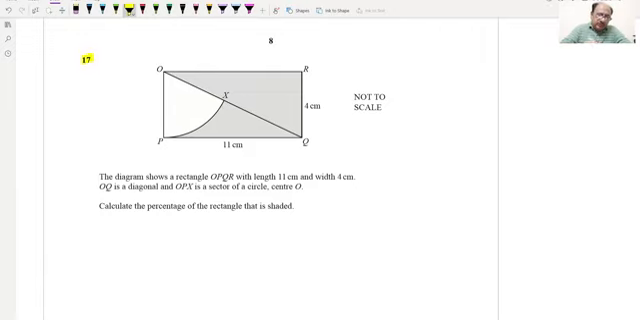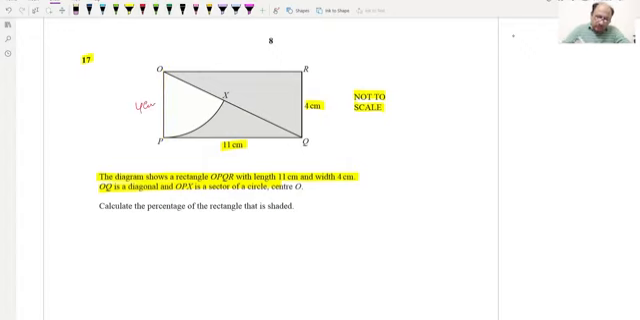Question number 17, the diagram is not to scale. The diagram shows a rectangle with length 11 and width 4 centimeters. OQ is a diagonal, and OPX is a sector of a circle with center O. So we can understand that this is basically the radius, and this side is 4, so this side will also be 4 centimeters.